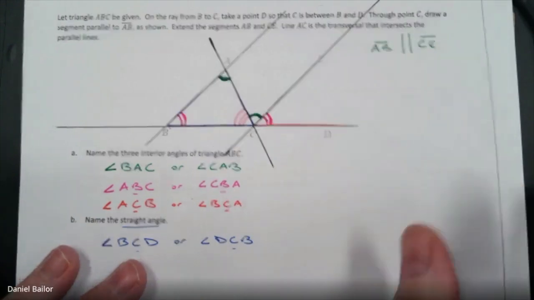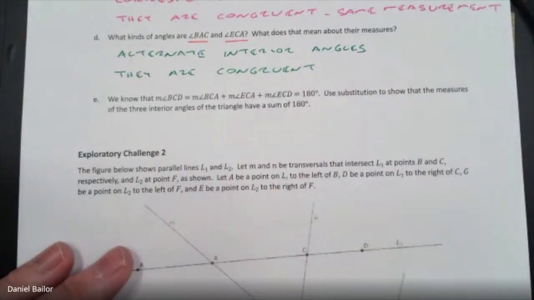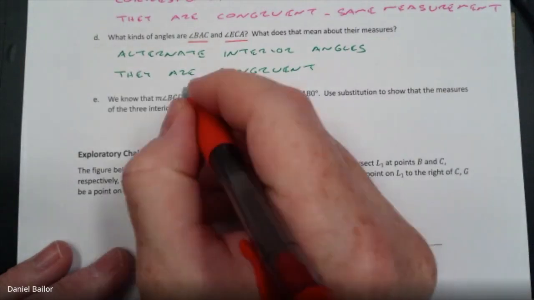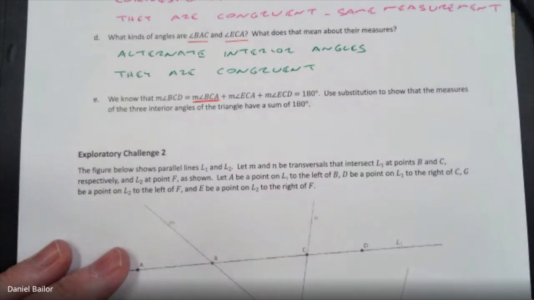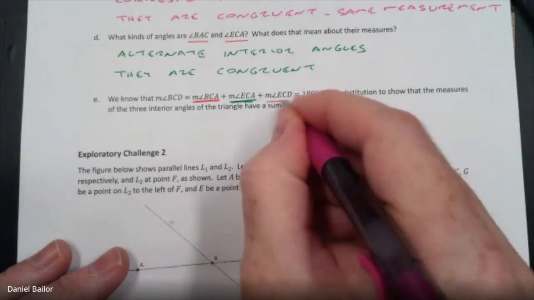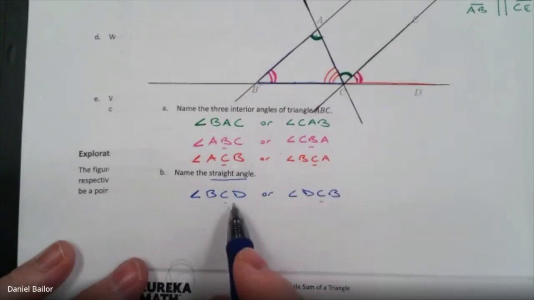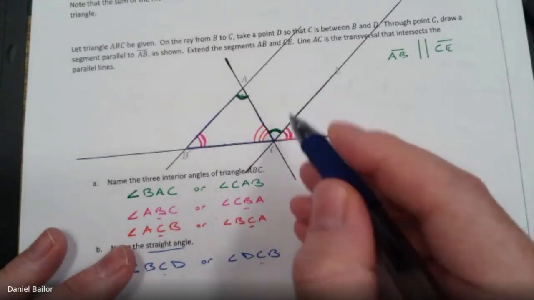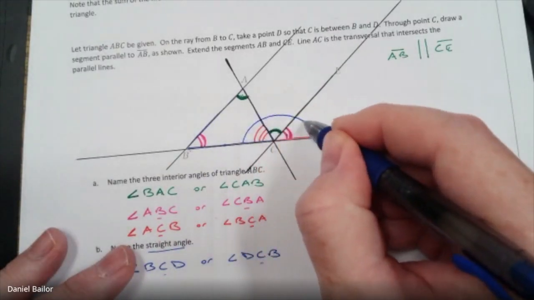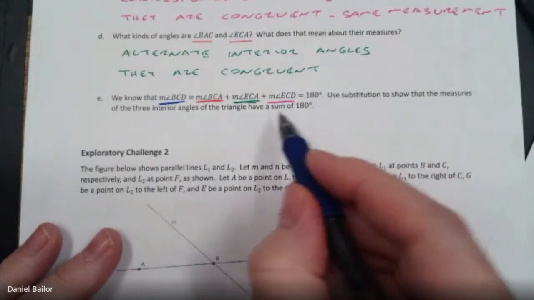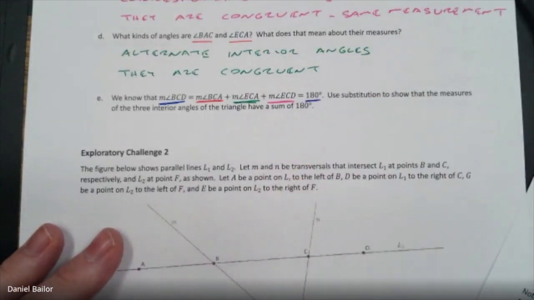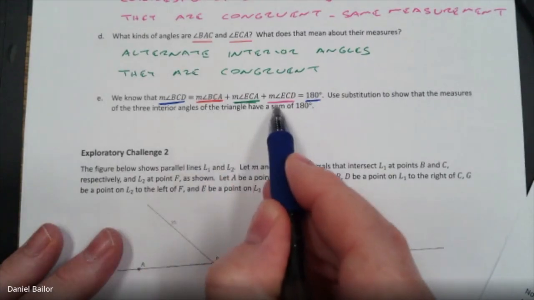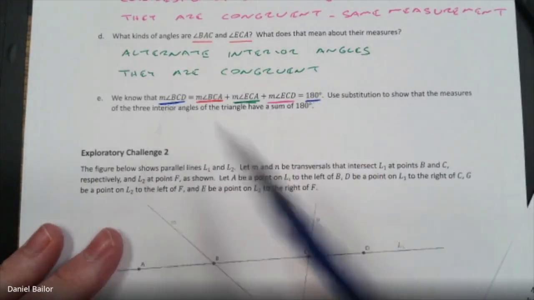That's what they're saying. So we have red, green, and pink make our blue straight angle that we did down here. Red, green, and pink together make the blue straight angle. And so that means it equals 180 degrees. So red, green, and pink equal 180 degrees because they all make the straight angle.